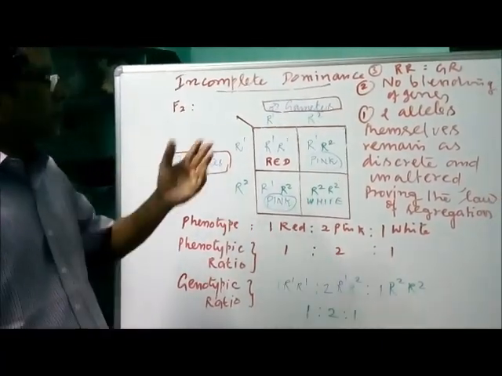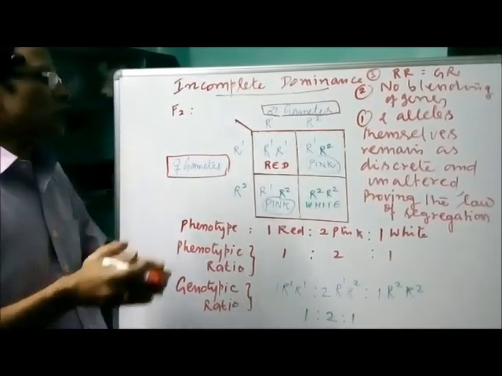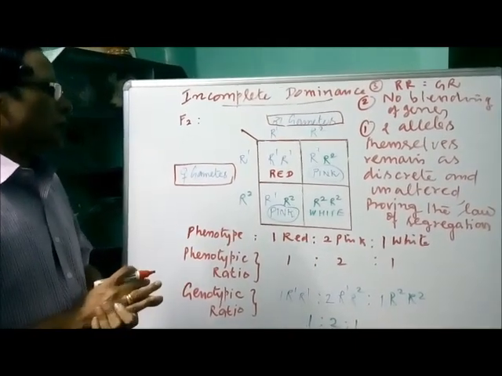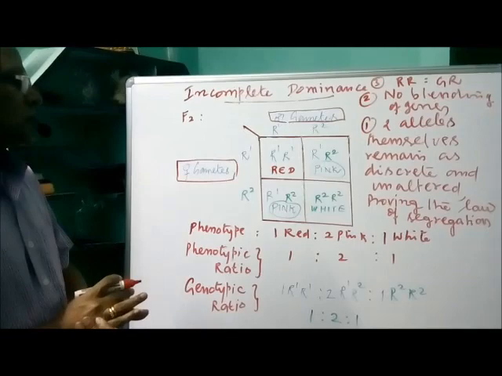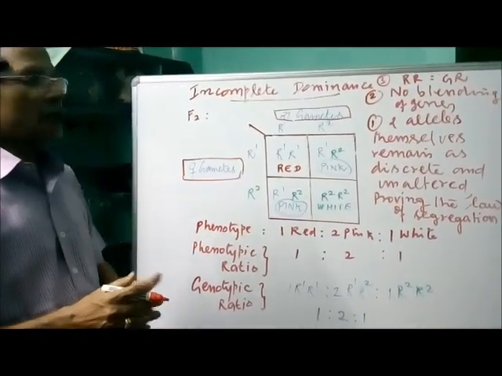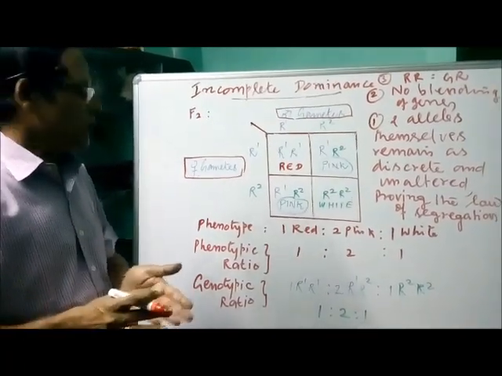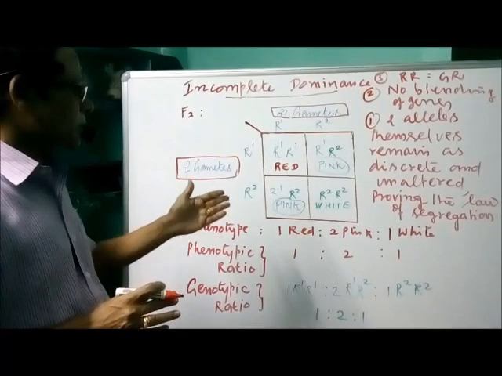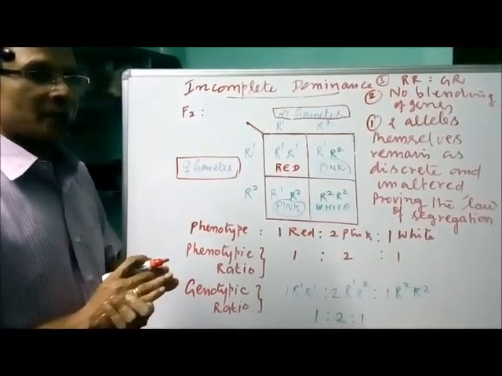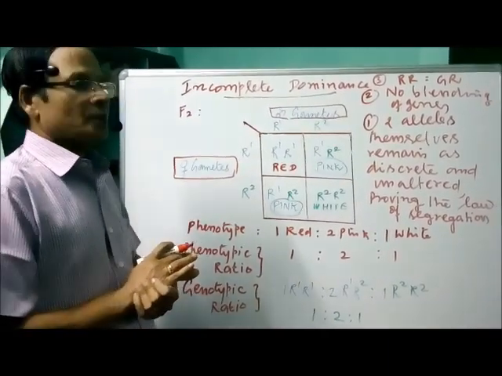Number one, the two alleles themselves remain as discrete and unaltered units. There is no mixing, there is no blending, proving the law of segregation. I mentioned already that during gamete formation, the F1 individuals segregate and also recombine to produce individuals in the ratio of 1:2:1 as red, pink and white. This is because of the law of segregation. And there is no blending of genes.